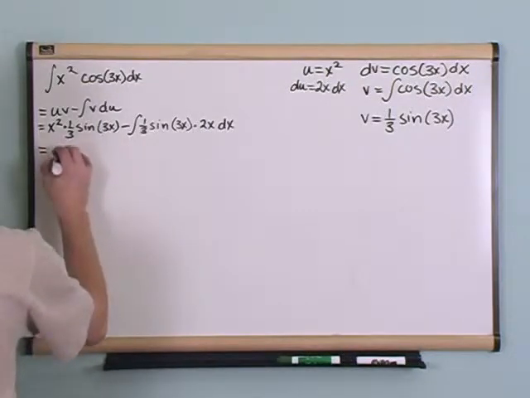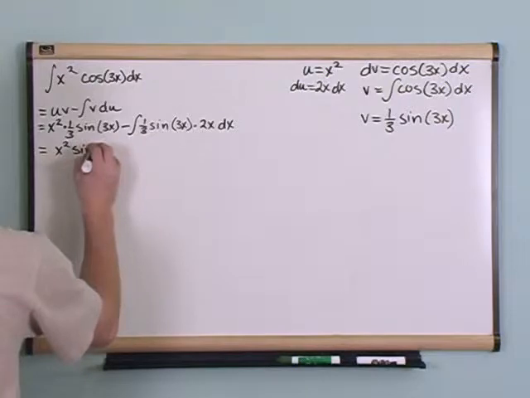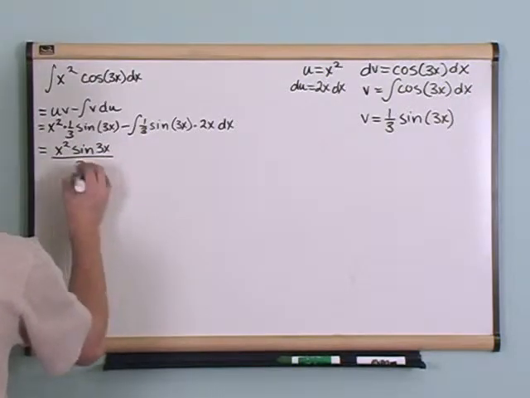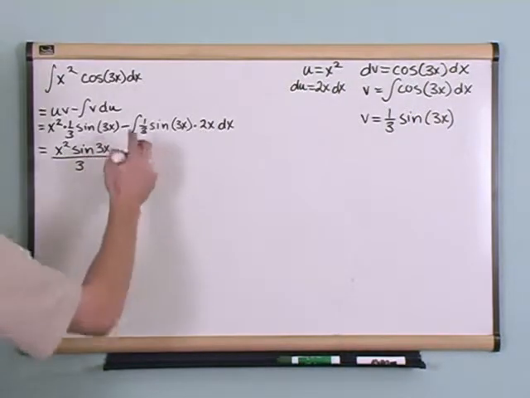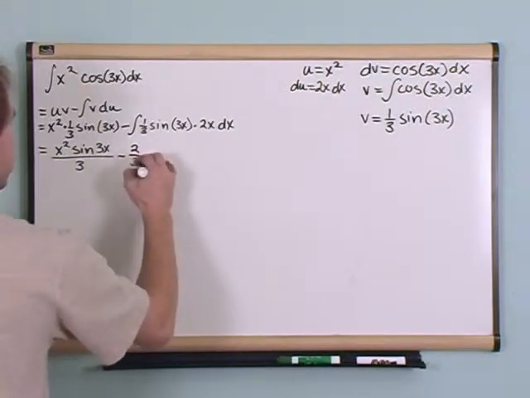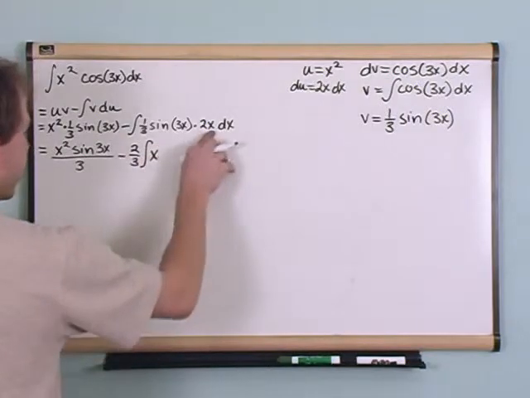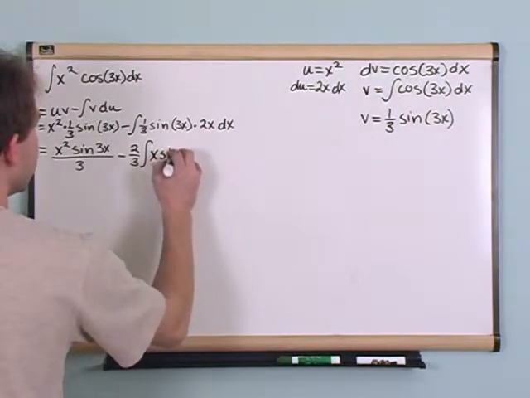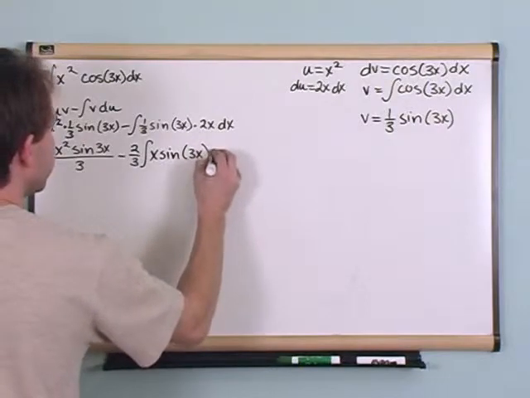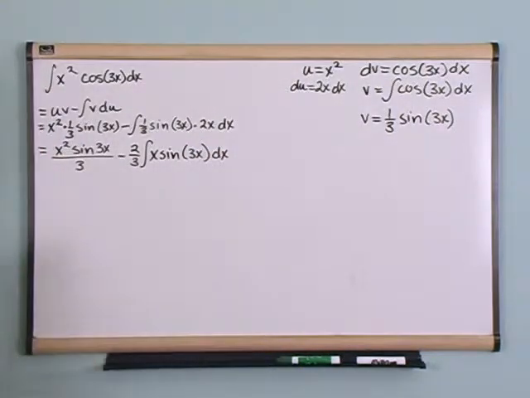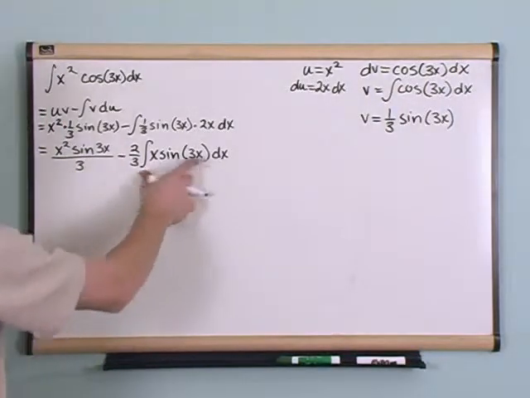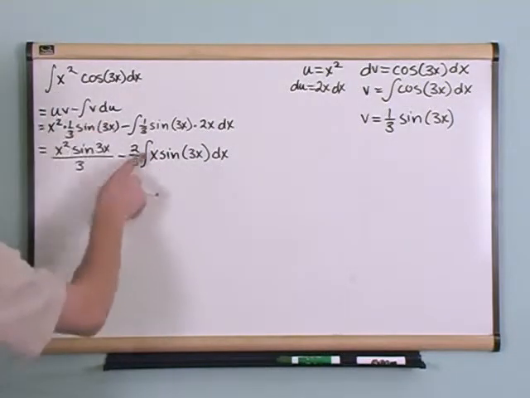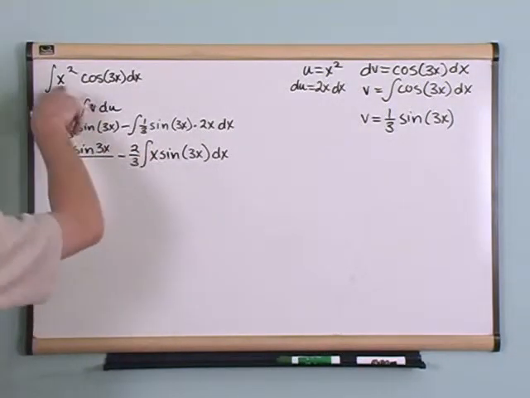What you'll have is x squared times the sine of 3x over 3 minus, I'm going to pull this 1/3 out, and I'm going to pull this 2 out. So I'm going to have 2/3 times the integral of x, that comes from here, times the sine of 3x dx. Now this is why I said this problem is a little bit more difficult. When we do this, we get some function here that's part of the answer, and we get another integral. And this integral is indeed a little bit simpler than the first integral because it's a first power of x instead of a second power of x.